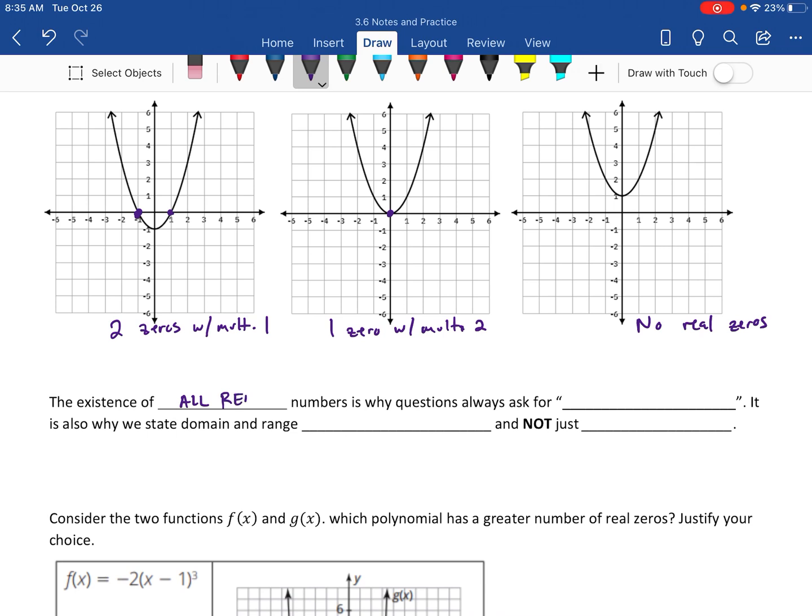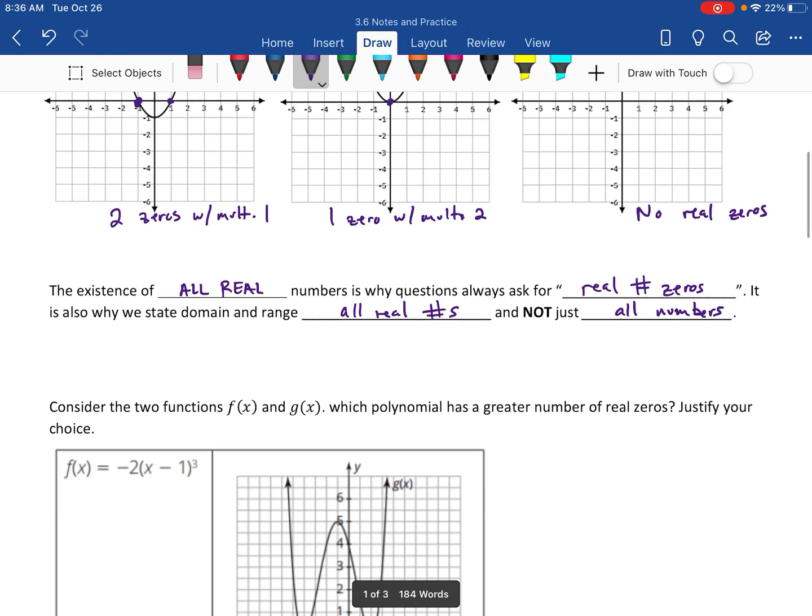Now, you hear us say that a lot. So, all real numbers, what is it and what does it mean? The existence of all real numbers is why questions always ask for real number zeros. There is such a thing as imaginary numbers or imaginary zeros, which we won't cover in this unit. It is also why we state that the domain and the range have to be all real numbers, not just all numbers, because again, there is such a thing as imaginary numbers.